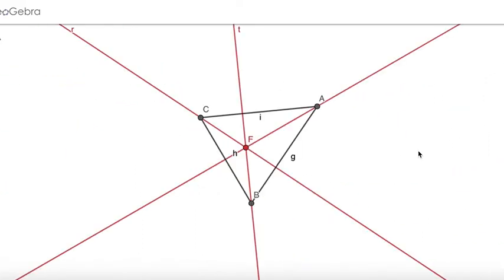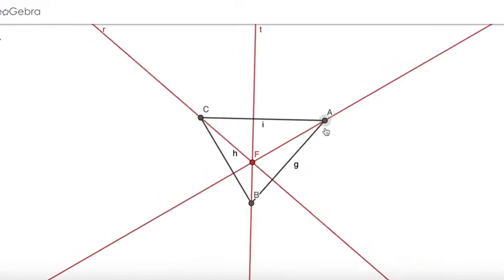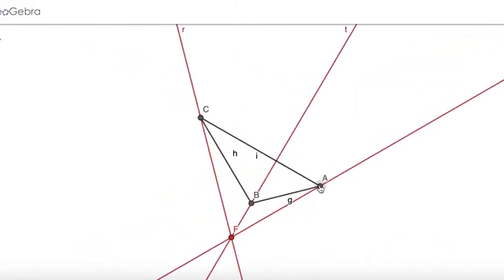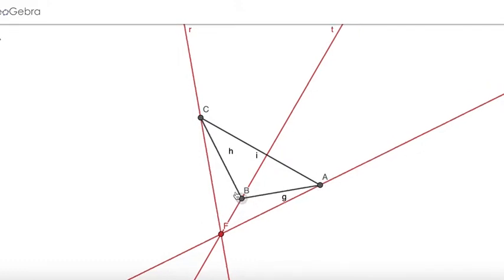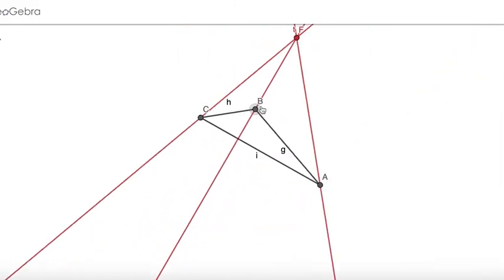Next up is the orthocenter. The orthocenter is part of Euler's line, and it's the intersection of the 3 altitudes in a triangle. Something interesting about the orthocenter is that if I move around the triangle, the orthocenter is able to move out of the area of the triangle.